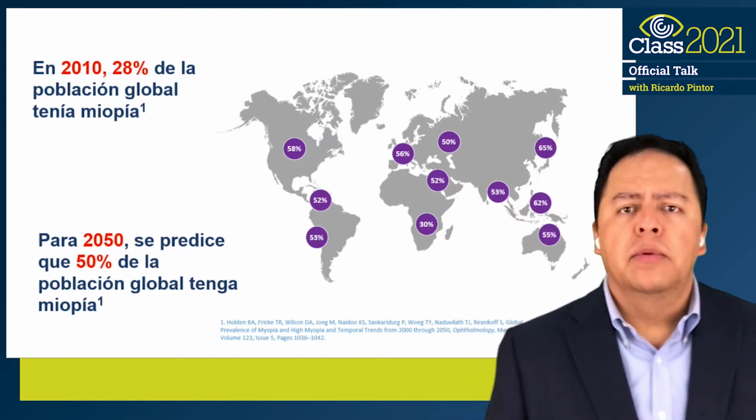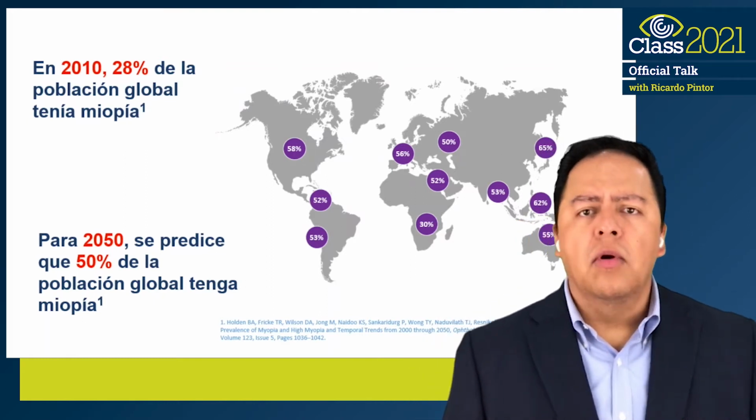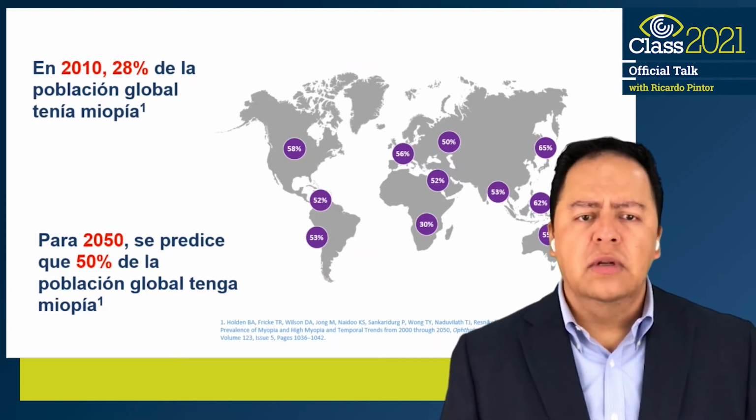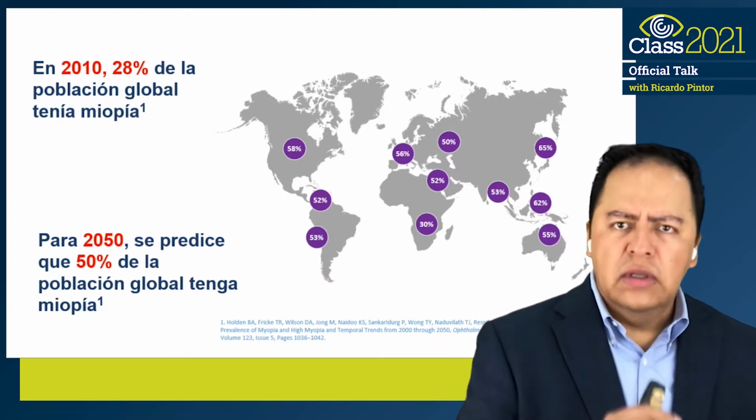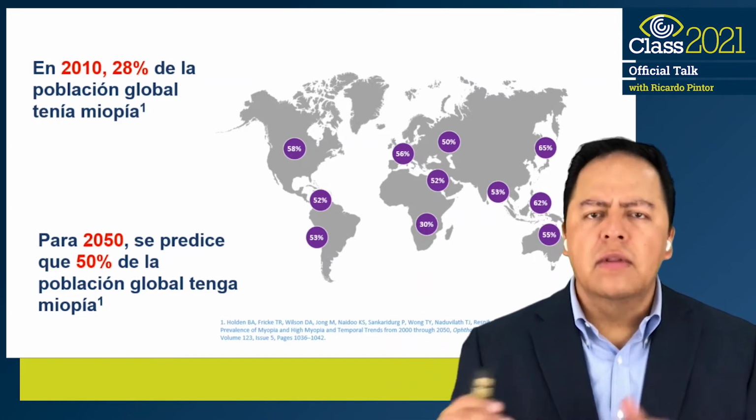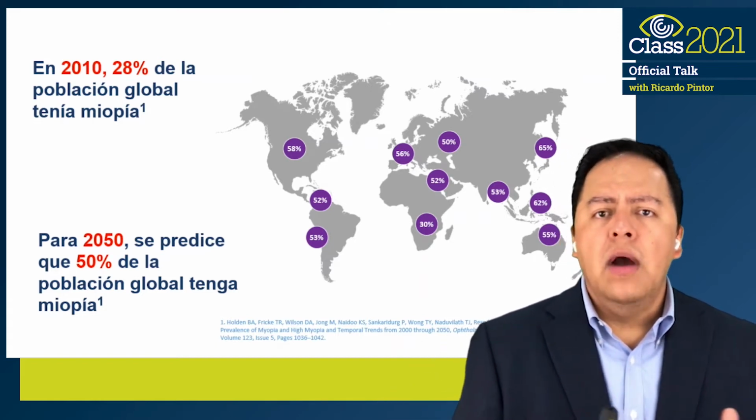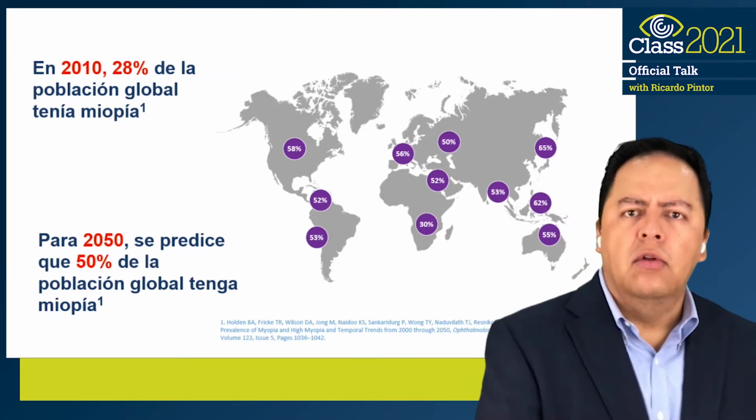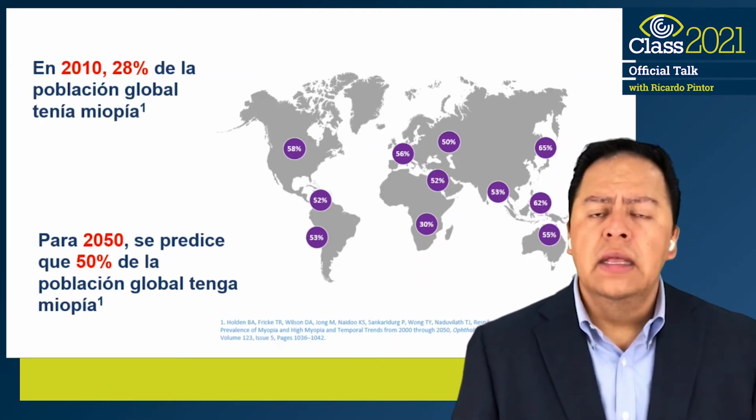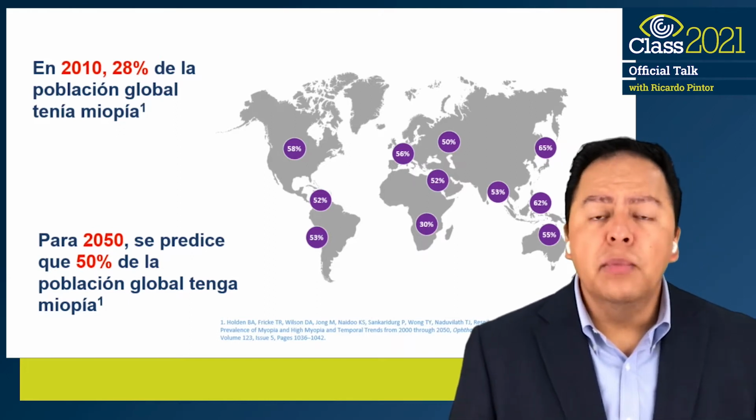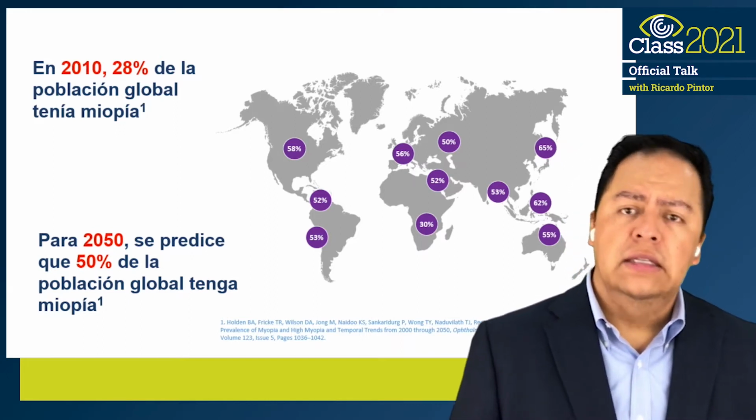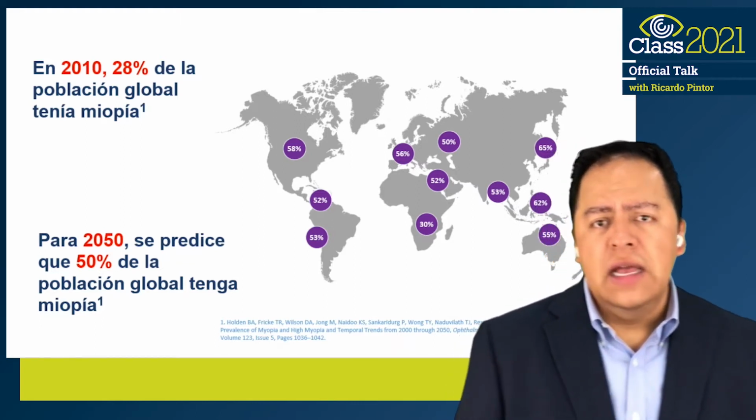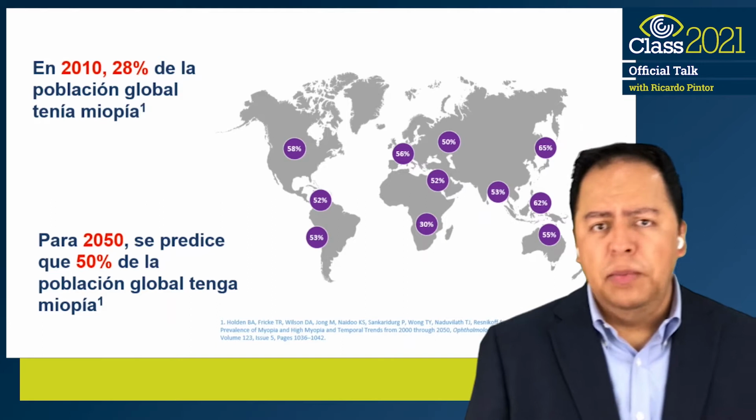For a long time, statistics have been spoken of like Dr. Brian Holden's study and the projections of the values of myopia in different countries, according to the different races, and how they have been growing. The projections speak of the year 2050, when under this methodology perhaps about 50% of the world population will be myopic, with the consecutive damages that could come with that.